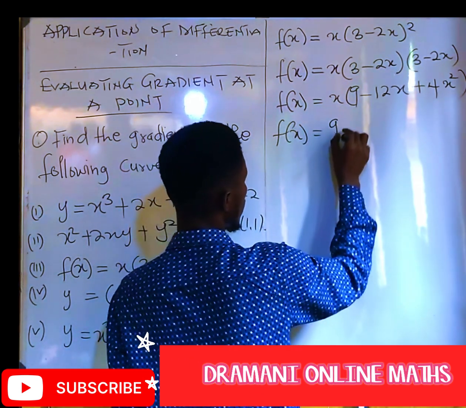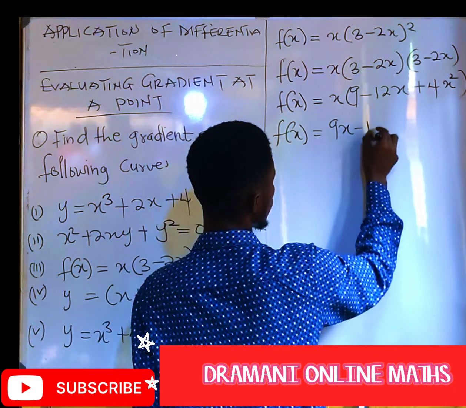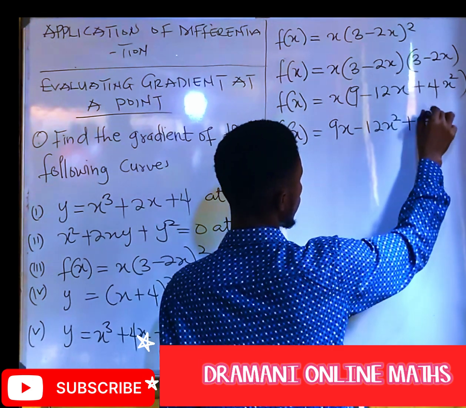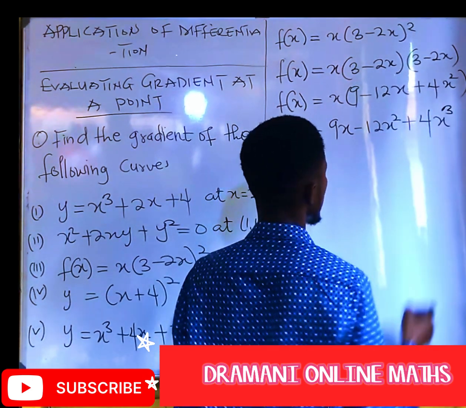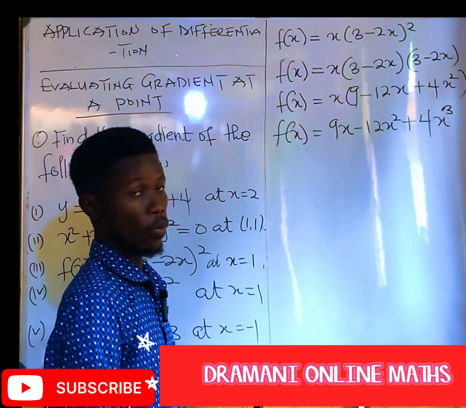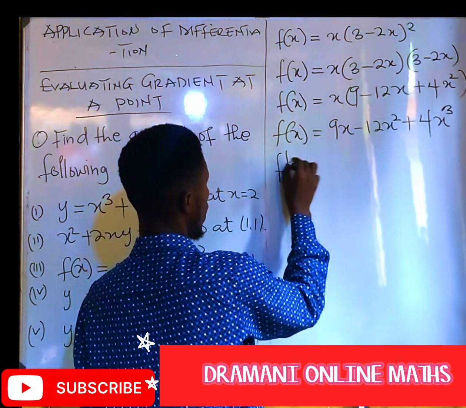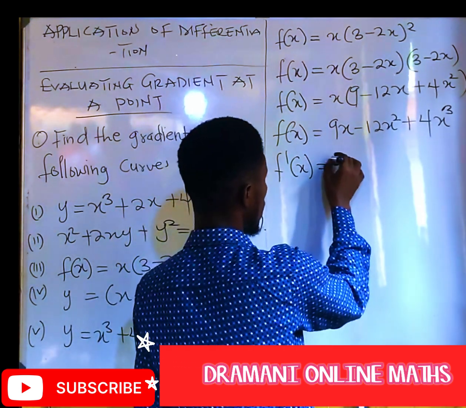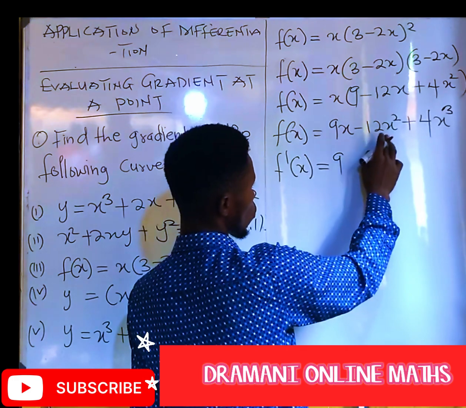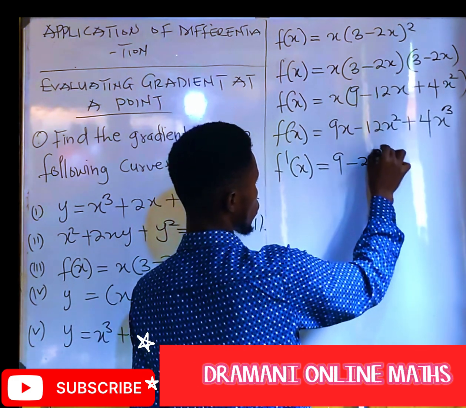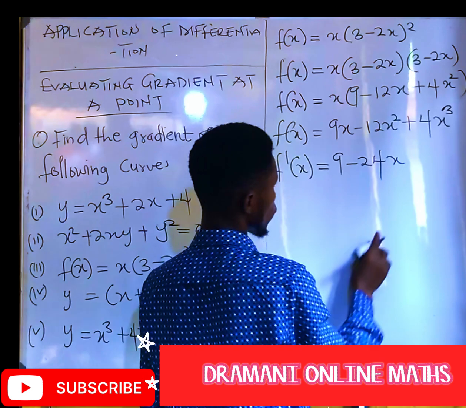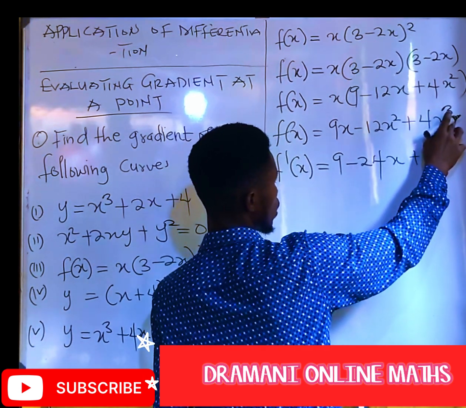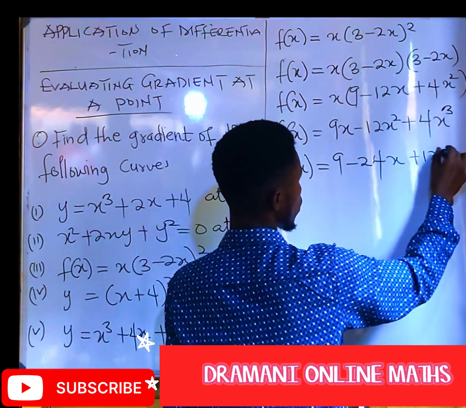So you keep on expanding. x times 9 is 9x, x times negative 12x is negative 12x squared, x times 4x squared would be 4x cubed. So I'm done expanding. Now I have to differentiate. f prime of x is equal to: if you differentiate 9x, what you get is 9. If you differentiate negative 12x squared, you get negative 24x. If you differentiate 4x cubed, you get 3 times 4 is 12, then x squared.